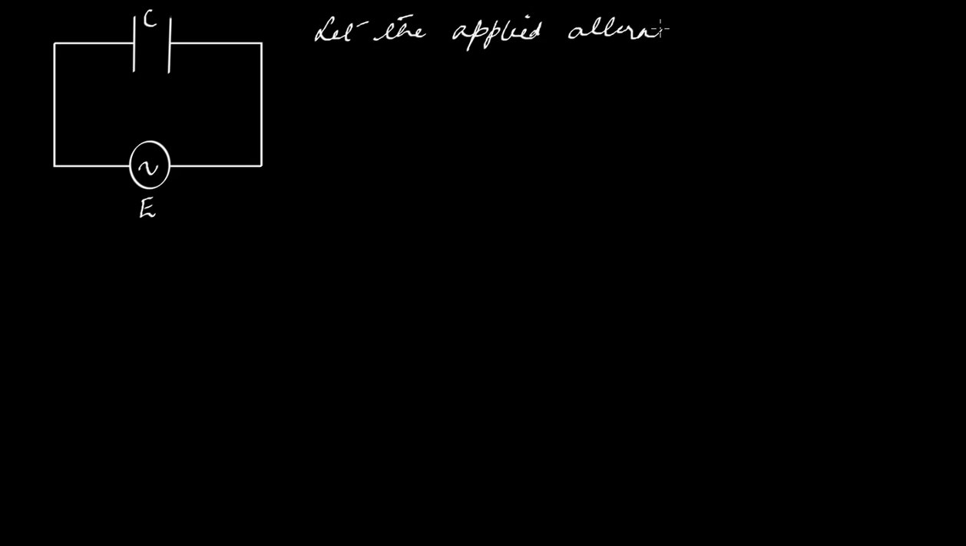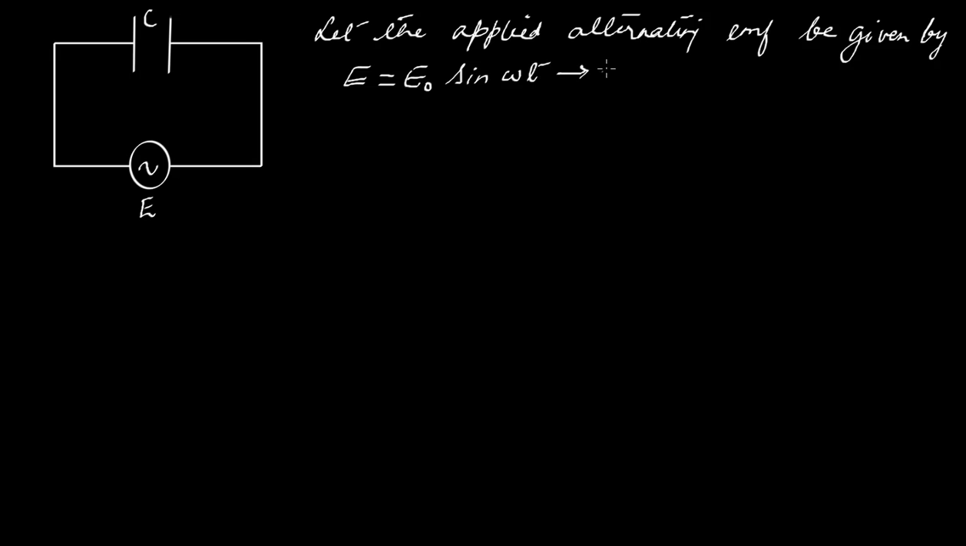alternating EMF be given by E is equal to E naught sine omega t. We call this equation 1, right? And we know that whenever there is a capacitor like this, there is a potential drop or a potential difference between the plates. So this potential difference is denoted by V.